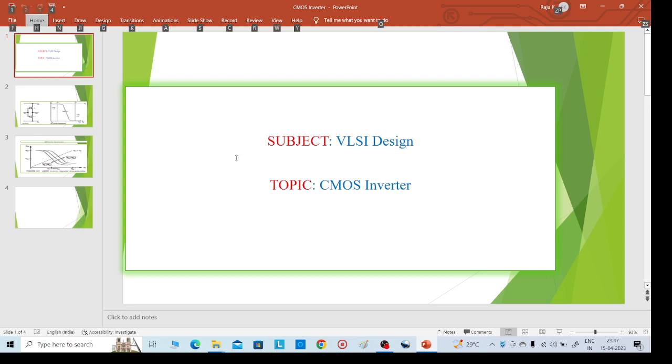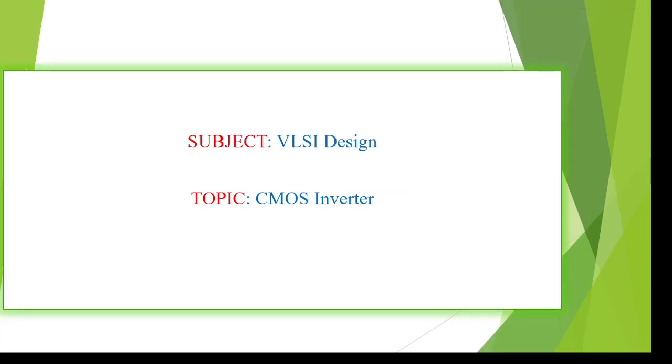Hi, I am going to discuss the CMOS inverter, complementary metal oxide semiconductor inverter. For the inverter function, we know that while giving 0, the output should be 1, and while giving 1, the output should be 0. So this is the only symbol.